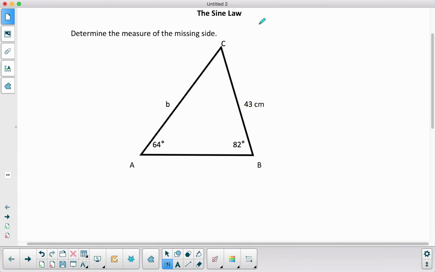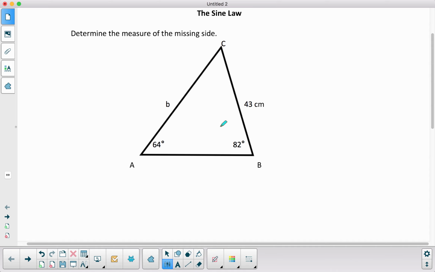And this one's going to involve something called sine law. So we saw that our primary trig ratios, the sine, cos, and tan, work really well in right triangles. But what if you don't have a right triangle like this triangle? It's not a right triangle. So what can we do?